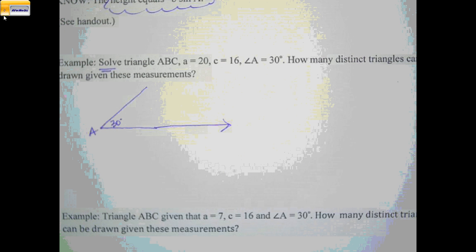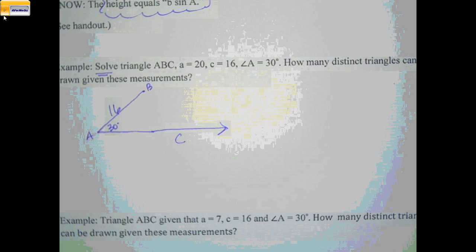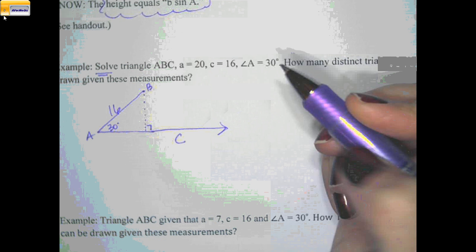So let's see here. Angle A is 30 degrees. That's acute, yes. I don't know how far this line goes. Side A, that's the mystery one, is 20. The one that they give us is 16. And notice this time they're calling it C. Don't let that freak you out. It just means angle C is down here somewhere, which means this one's B. The third side is 16. What I need to know, guys, is that height right there.